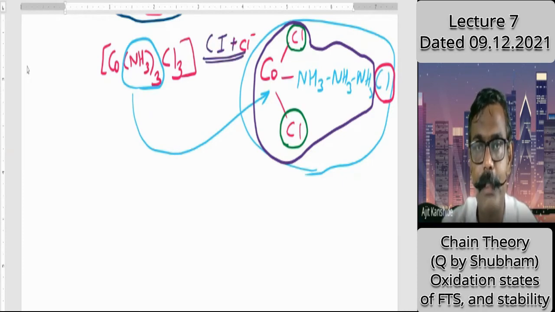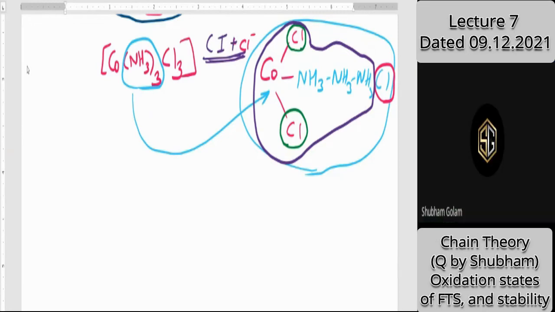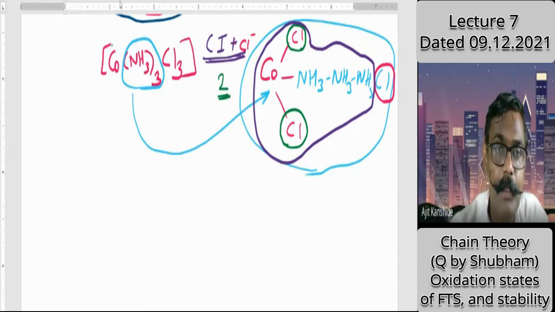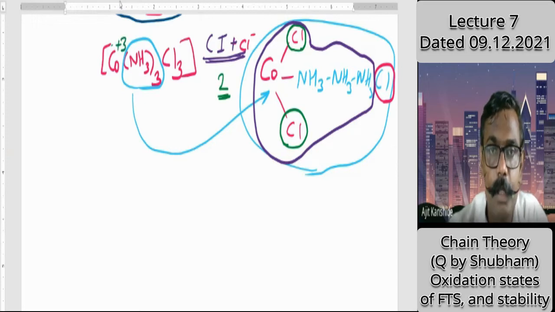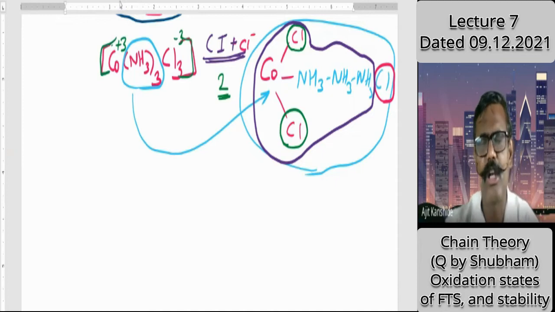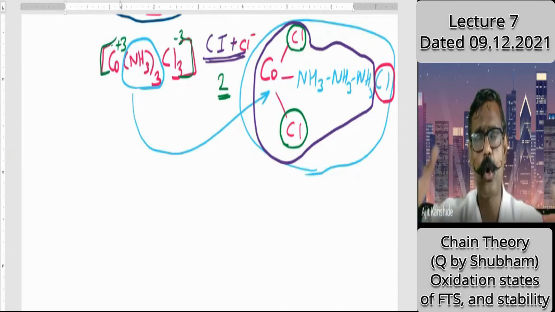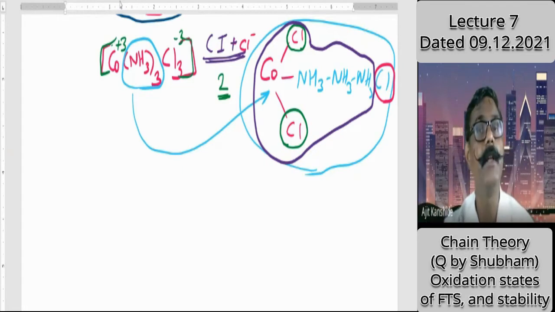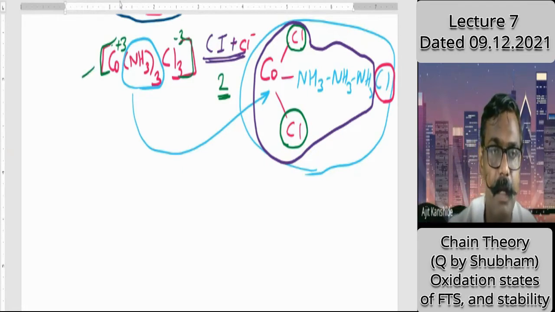In this molecule, as per chain theory, how many ions are there? Two. Great, two ions. As per Werner's theory, how many ions should be there? Here cobalt carries plus 3 charge. Three chlorides carry minus 3 charge, and all are inside the square bracket, not ionizable. So the complex will be a neutral molecule. Ions will not be there. So the number of ions as per Werner's theory for this complex is 0.